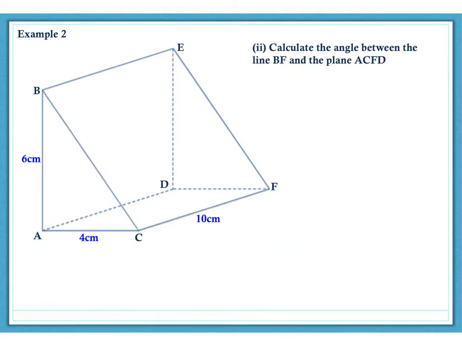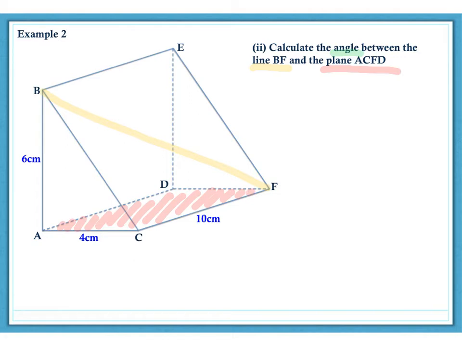Now, here's where things become more interesting. Let's read the question really carefully and perhaps highlight some key words. Calculate the angle between the line BF and the plane ACFD. So where's this line BF, first of all? Let's find that line BF. So it's here, joining B to F, like that. Now the plane ACFD is the base of this prism here.